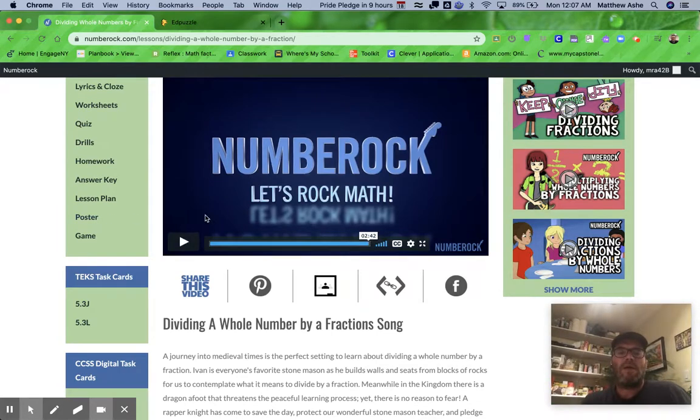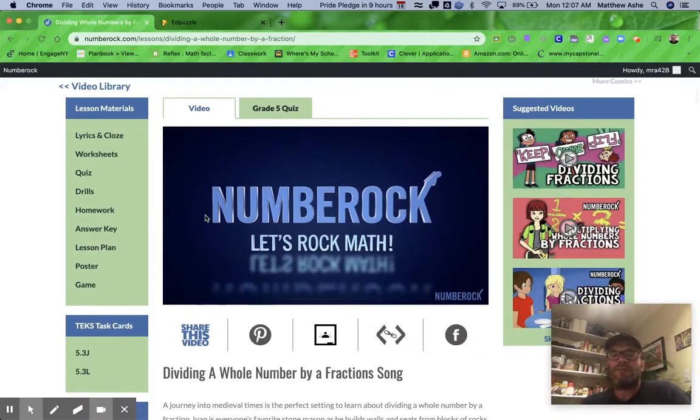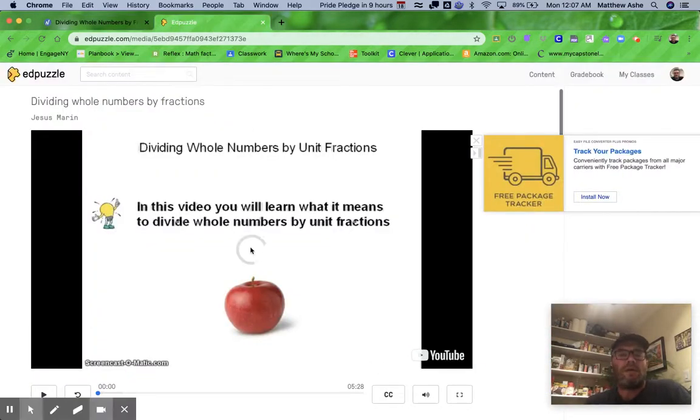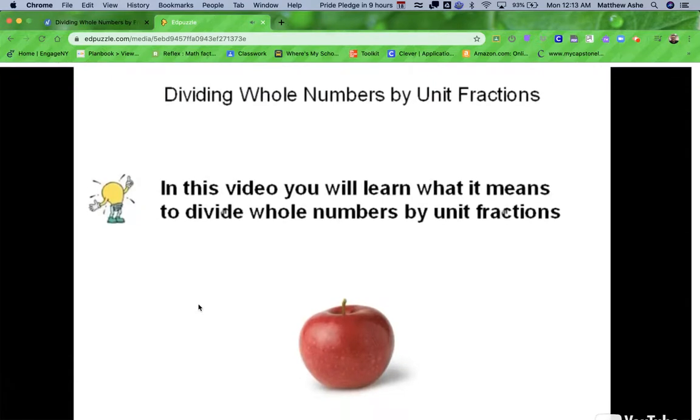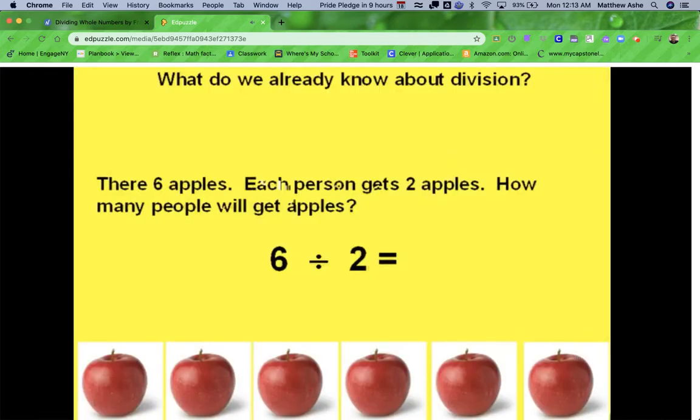Dividing a whole number by fractions. Well, here's the mini lesson for you today: dividing whole numbers by unit fractions. We are going to learn what it means to divide whole numbers by unit fractions. Let's review what we already know about division. We know that when we divide whole numbers, we are taking a whole number and breaking it into equal-sized groups.